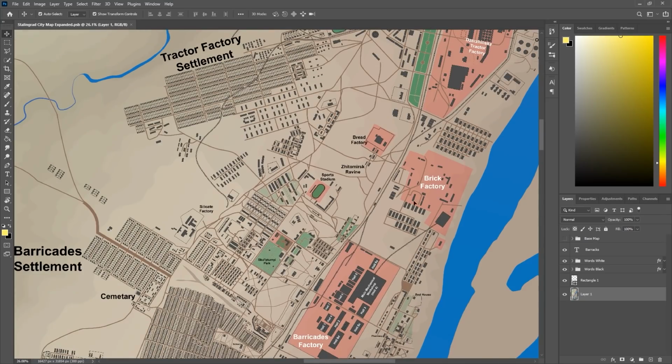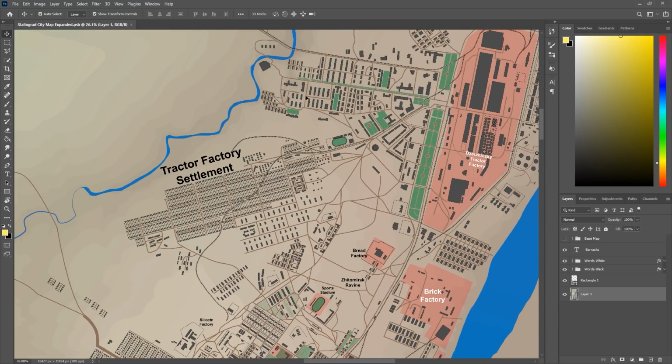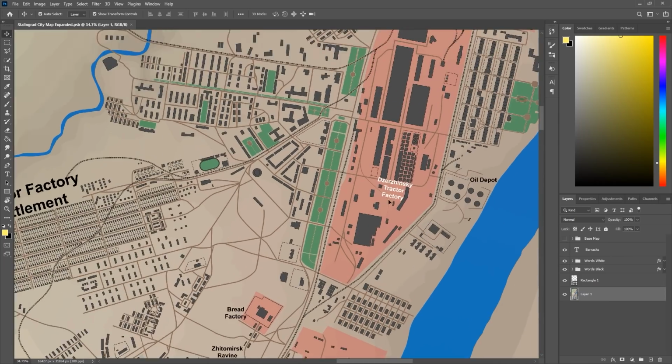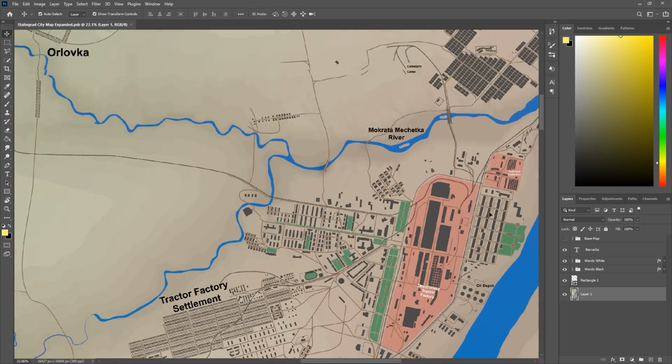Another bread factory, brick factory. Now this is wrong. This is not the tractor factory settlement. That is the tractor factory settlement. And I forget what this is. So that was something else I got wrong. The tractor factory itself. Another oil depot. Was it this one that exploded?